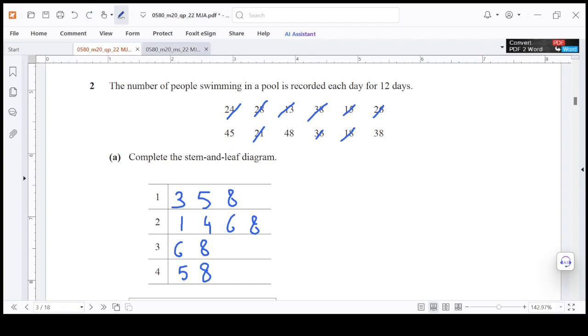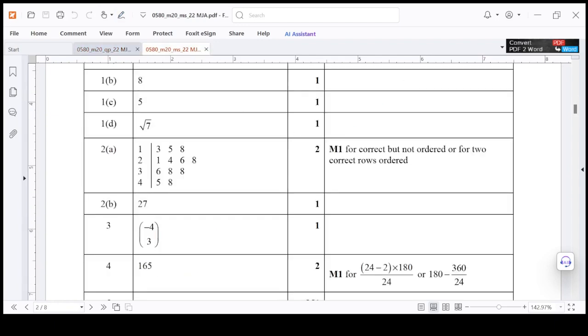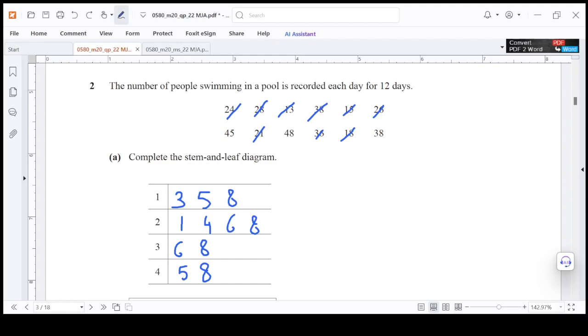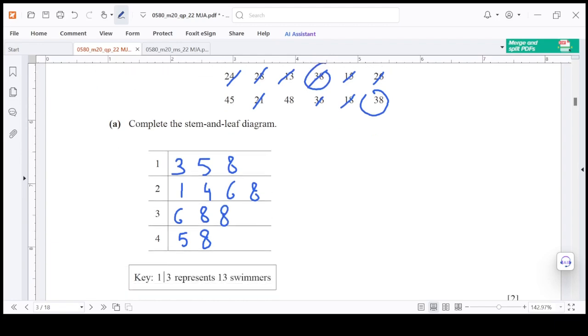What is missed? Let me check in the marking scheme. It's 358, 1468, 688. Oh, 688. So there was 38 twice here. This is 38 and this is 38. Oh, there were two 38s. I'm sorry. Okay, so now the middle value would be, if I start cutting the extreme values, I can get to the value in the middle.